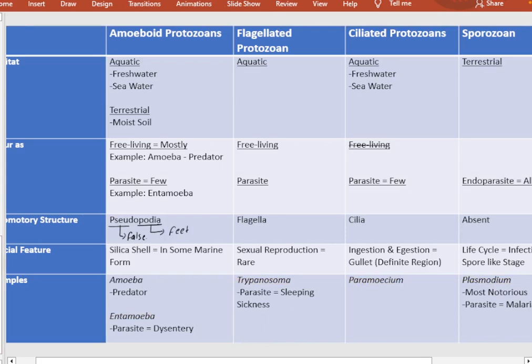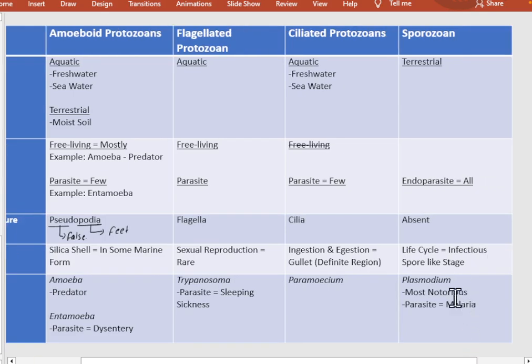Protozoans. Okay, clear? Examples are amoeba and entamoeba. Amoeba is the predator, whereas entamoeba is a parasite. Trypanosoma is a parasite. In Paramecium, there are fewer parasites. Plasmodium is the most notorious, since it goes through many stages in its life cycle, which requires two hosts to complete, a primary host and a secondary host. One is the human, the next is the mosquito. Hence it is most notorious, a parasite causing the disease malaria.